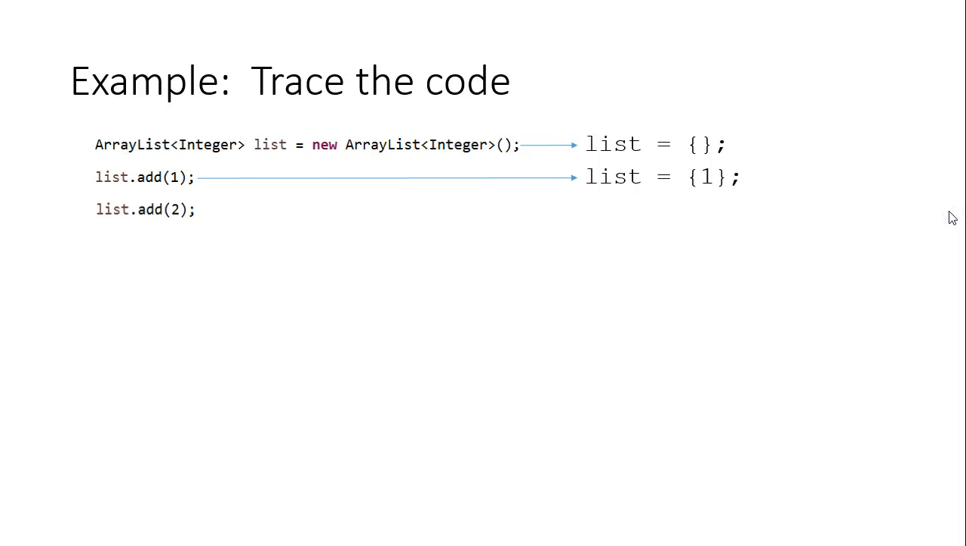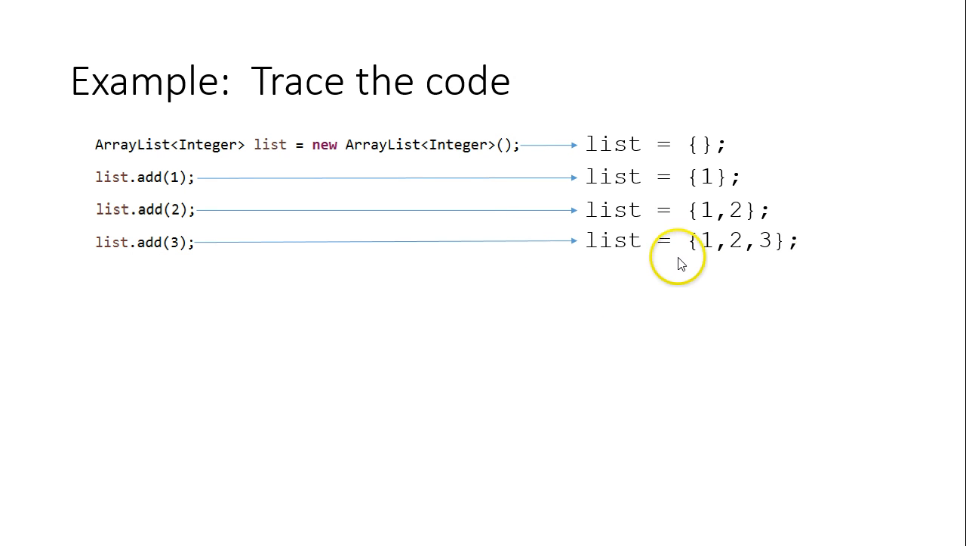If we then say list.add(2), it adds it to the end of the list. So our list contains 1, 2. Our list has a size of 2, index is 0, 1. List add 3: 1, 2, 3.